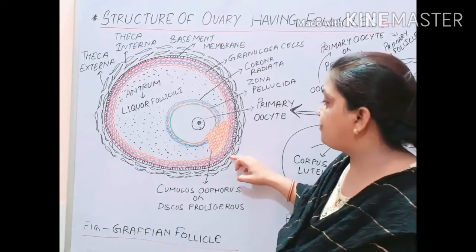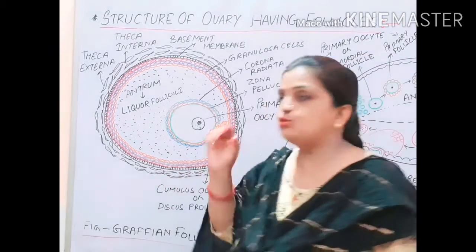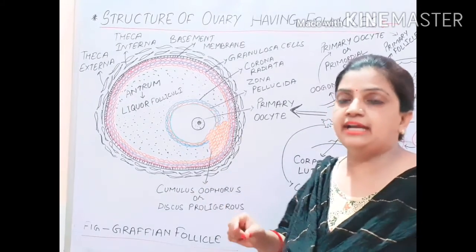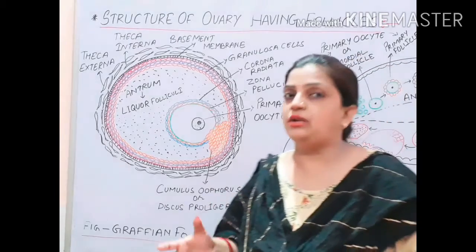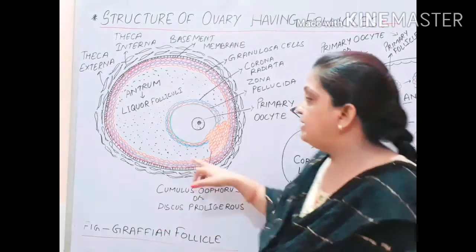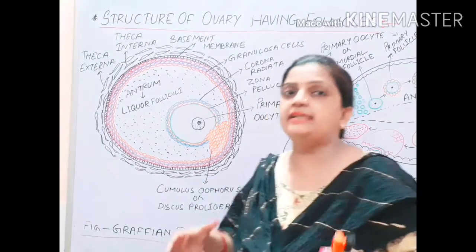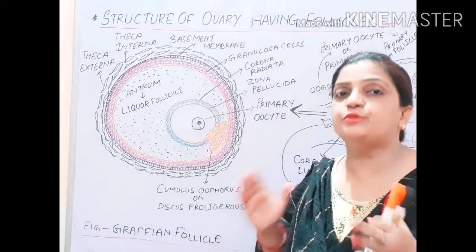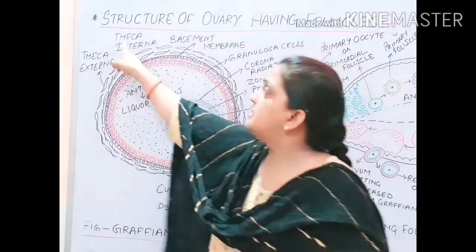Now, from these granulosa cells only, outside also two more protective layers are formed, and these two protective layers are called theca. Theca means wall, boundary. So these granulosa cells are released outside and they form a protective membrane, and this layer is called theca.